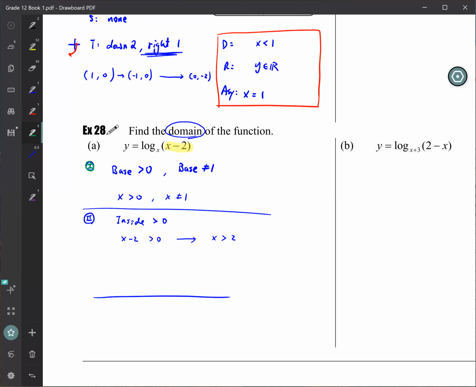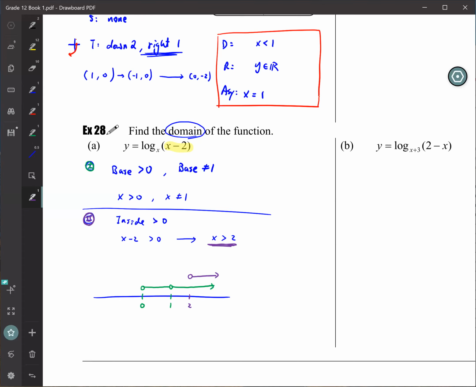So green is greater than 0, cannot equal to 1, right? So that's what it looks like. And then I'm going to draw the purple one, okay? For number 2, x greater than 2, right? X greater than 2, so 2 is here. Greater than 2, so I have to make it go to the right side.